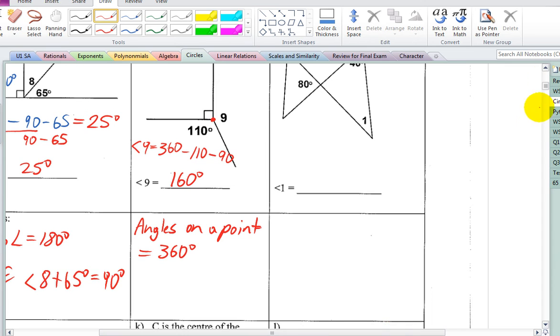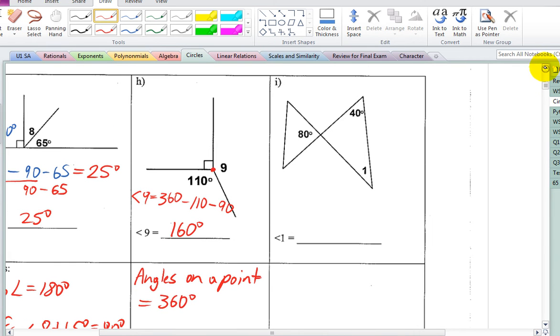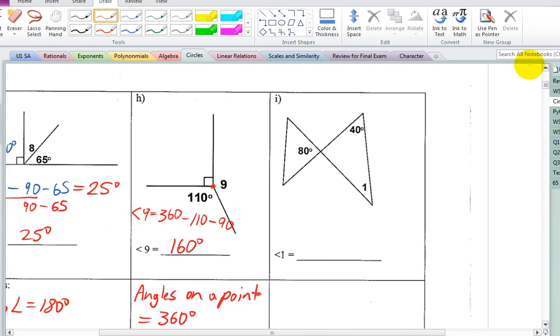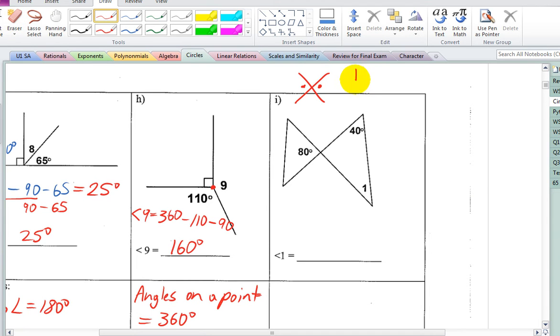Okay, next one. Now this one you used to see all the time. Vertically opposite angles. Whenever two lines cross, they're the same symbol, so it's the same markings. Okay. So we have vertically, or I think they use more opposite. I'll write this down. Vertically opposite.